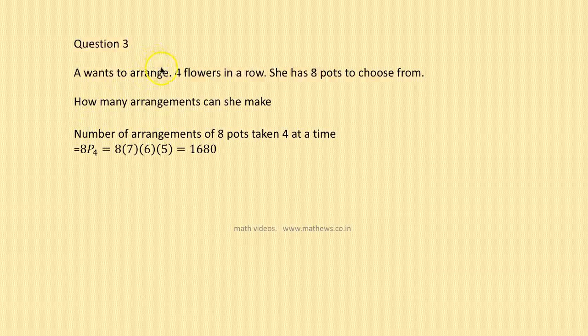This is a question on permutations. A wants to arrange 4 flowers in a row. She has 8 pots to choose from. How many arrangements can she make? So this is the number of arrangements of 8 pots taken 4 at a time. That is 8P4, which is 8 into 7 into 6 into 5, that is 1680.